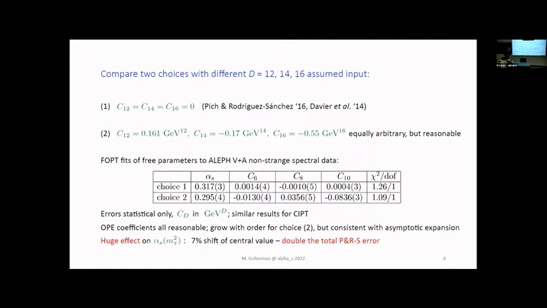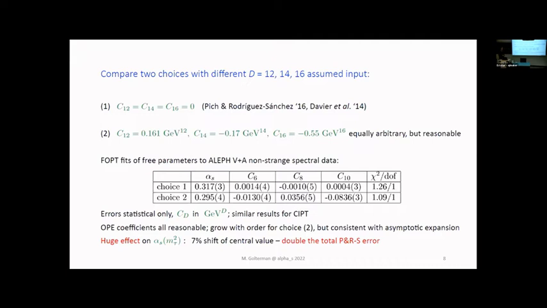The numbers grow. Now they grow with the order, but that's, as Santi explained, what you expect in the OPE. So as long as you don't have any outside information on the OPE, this is a choice that is equally defensible. Okay, and then you set these parameters equal to those numbers. So you still have the same number of free parameters in the fit, so you can do the fit in both cases.